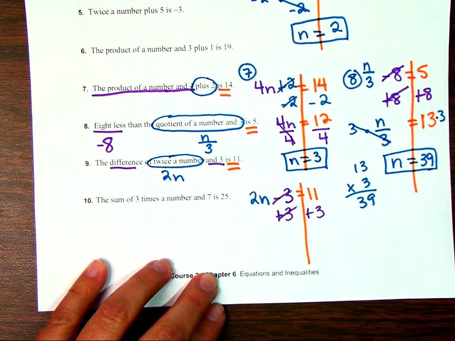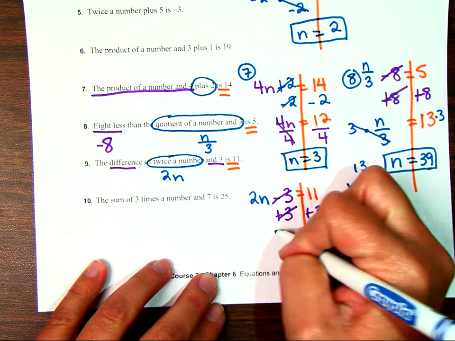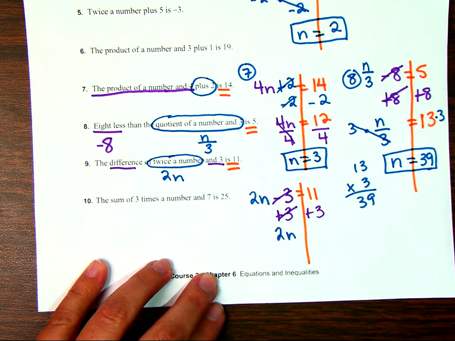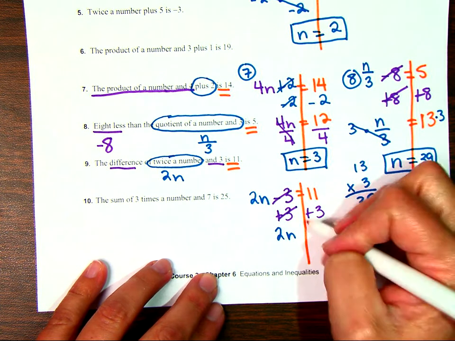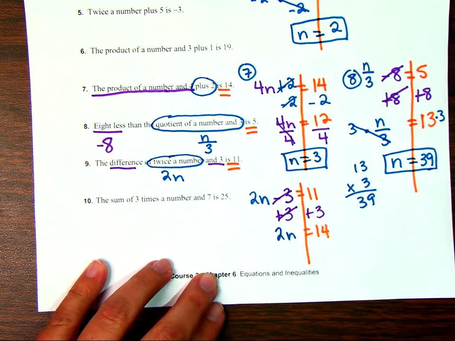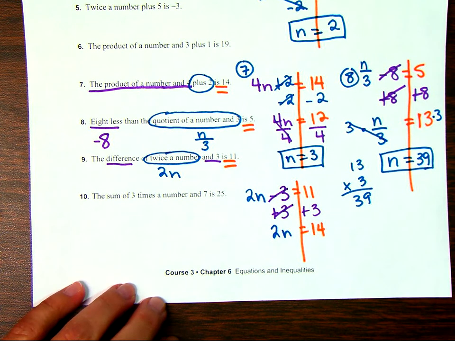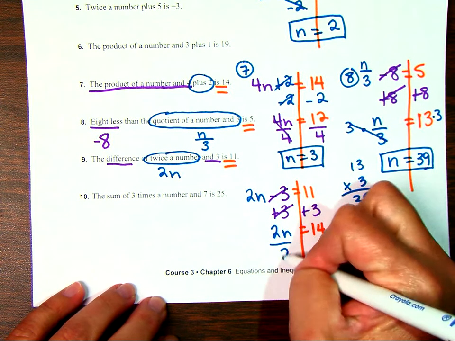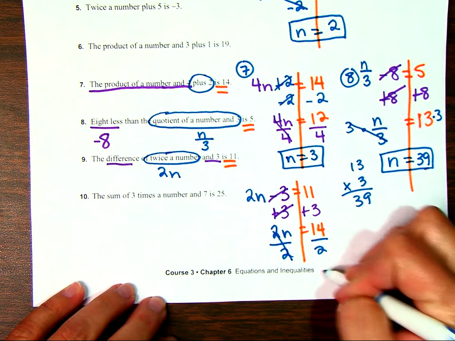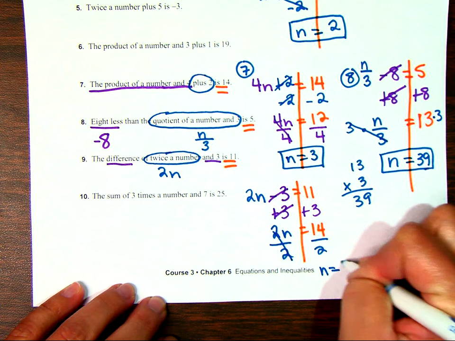And then we're going to do 2n is on the left. 11 plus 3, or 11 with 3 positives, is 14. So 2 n's are sharing 14. I want to know how much 1 n is worth. So the opposite of multiply by 2 is divide by 2. And that gets me n is equal to 7.